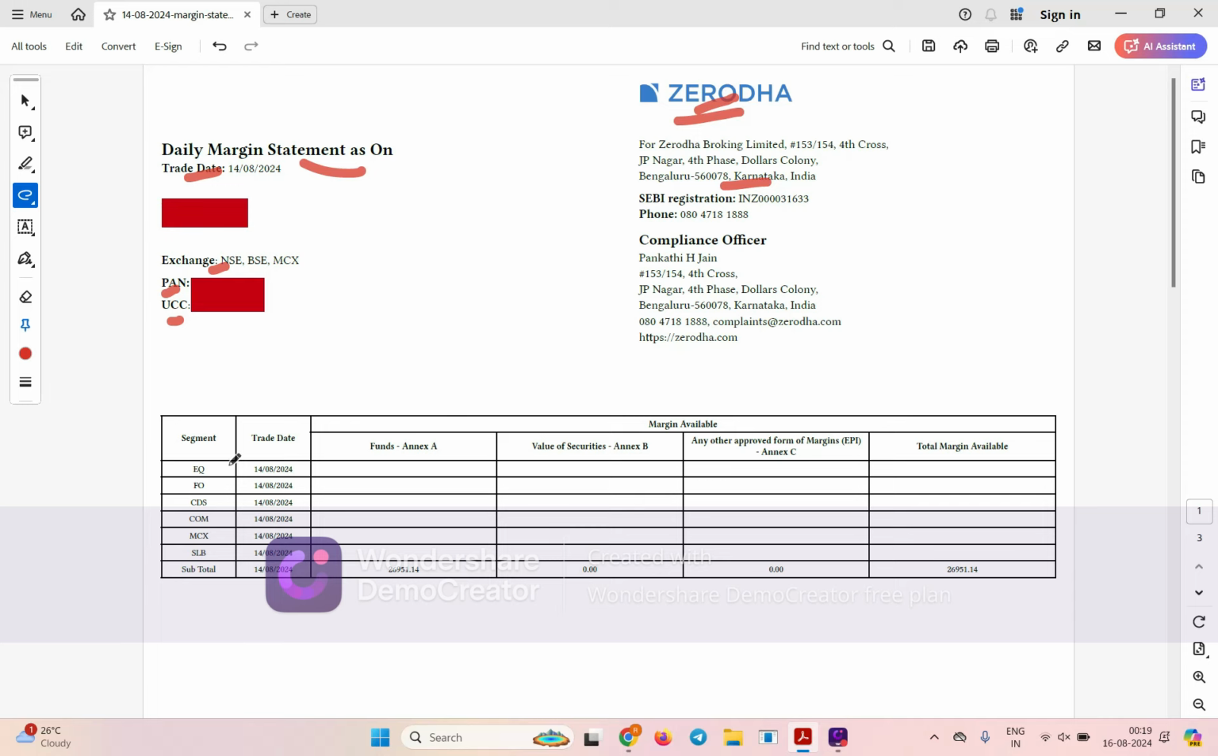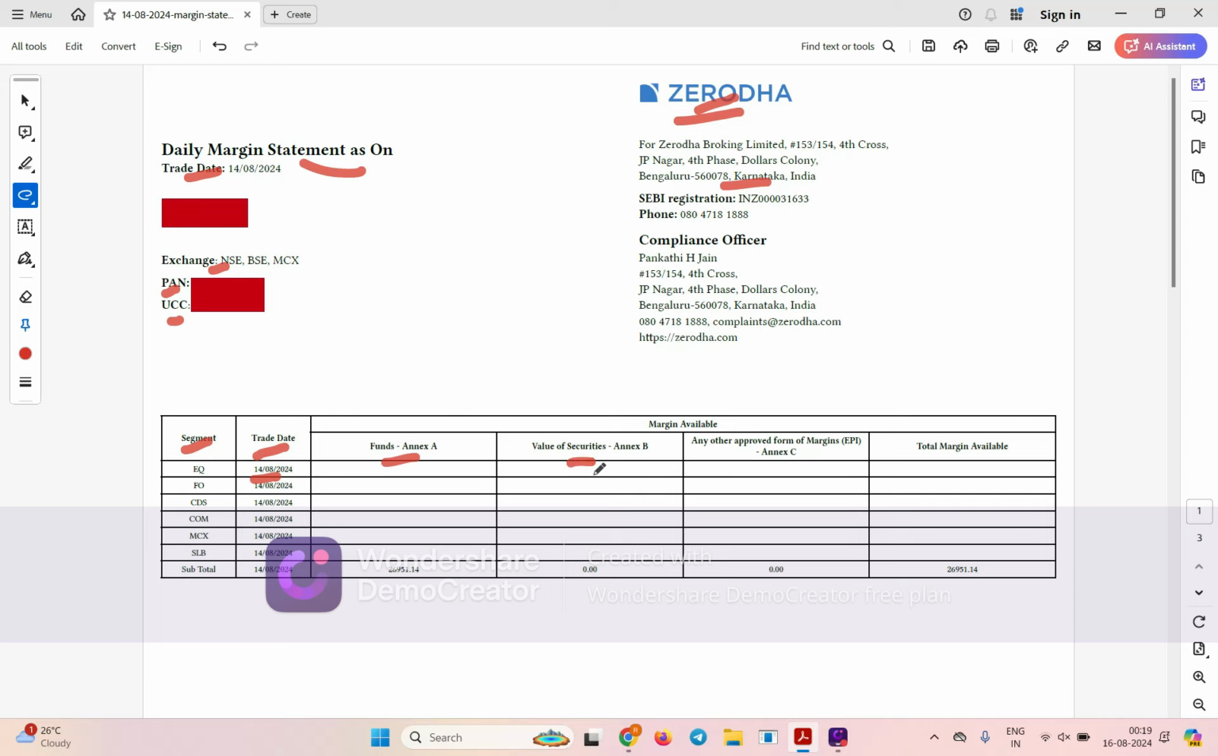Coming to the tabular, here you can see the segment, whether it is traded in the equity, EQ, or FO, futures and options, in which segment the trading is done. Here you can see the trade date, that is 14/8. I have traded on 14/8, so it's showing the date 14/8/2024. Coming to the funds, annex A. So this represents the fund balance, that is the funds available.